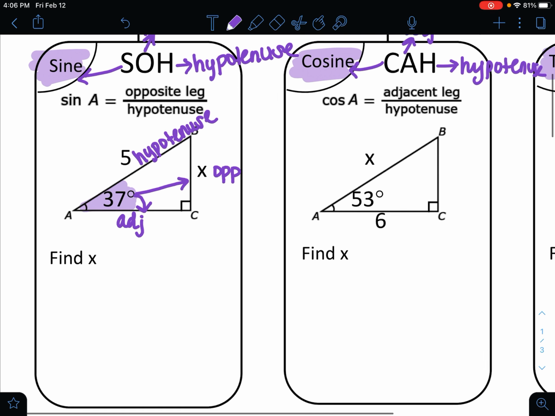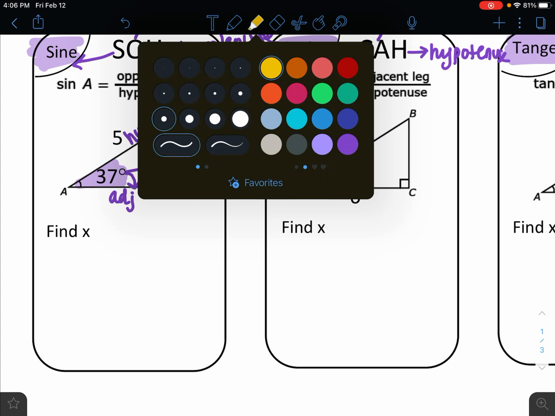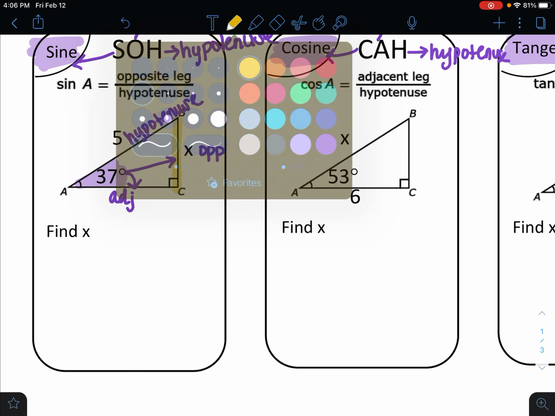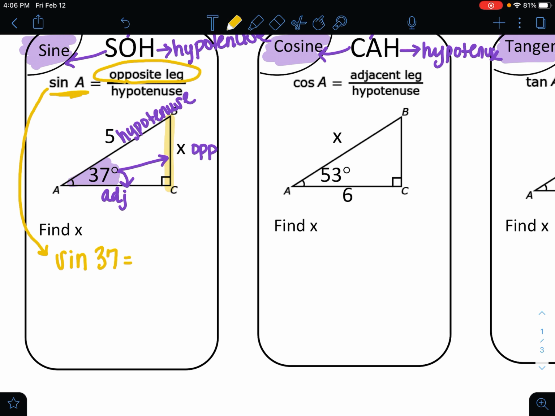Okay, now it says to find x. So in order to find how long this side is, it's asking us to find x. What we're going to do is set up this equation here. So sine of A, and A is 37 degrees, and we don't need to put degrees, we can just put 37, equals, so that was sine A, and now we have to do opposite, which is x, right, because it says it right there, over hypotenuse, and the hypotenuse is 5 right there.